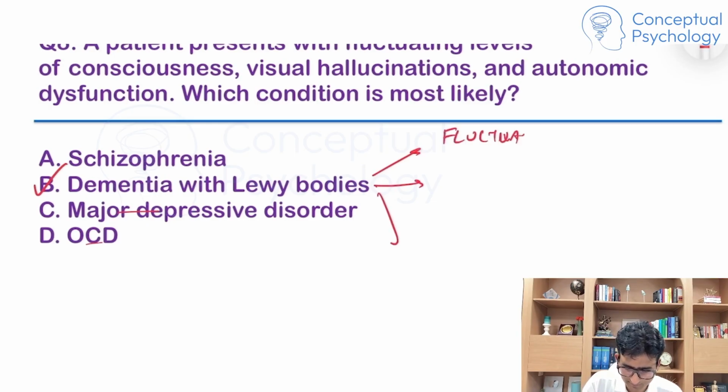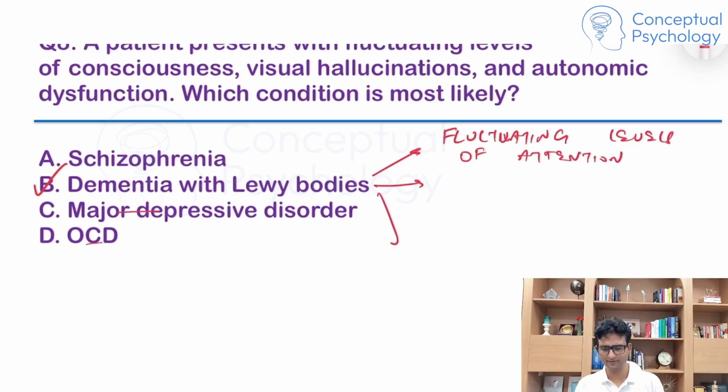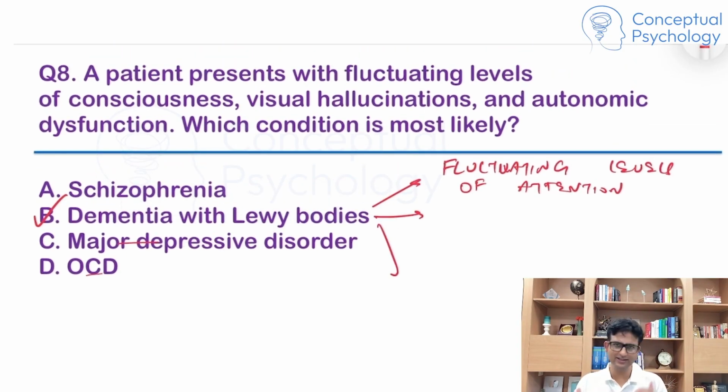Fluctuating levels, or if you can call it consciousness, or fluctuating levels of, say, attention. The cognitive functioning tends to fluctuate. The attention fluctuates, consciousness fluctuates. So one of the symptoms is fluctuating levels of attention or consciousness.